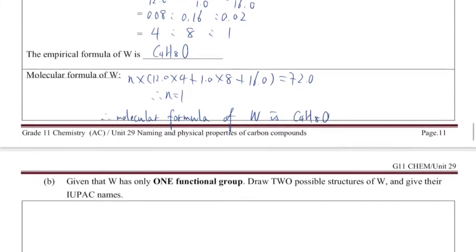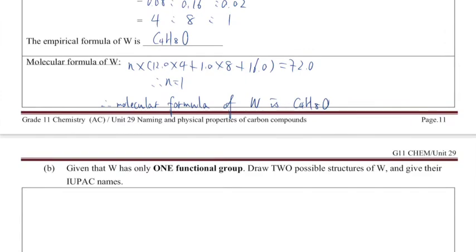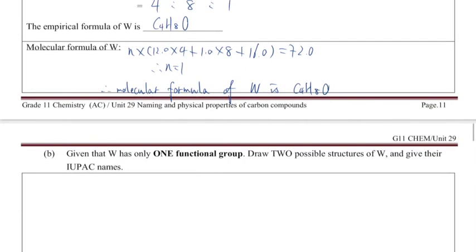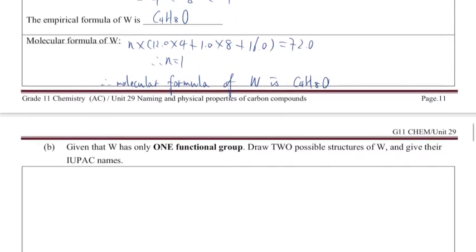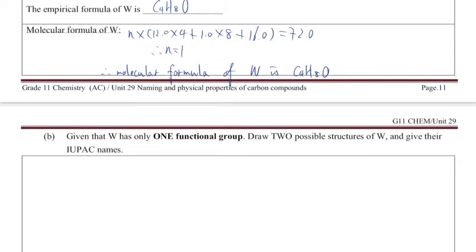Okay, so next part. Given that W has only one functional group, draw two possible structures of W and give their IUPAC name. Okay, so look at this formula. First, it contains one oxygen. So we can consider it to be an aldehyde. And if it can be an aldehyde, then it can also be a ketone. So we can draw these two possibilities first.